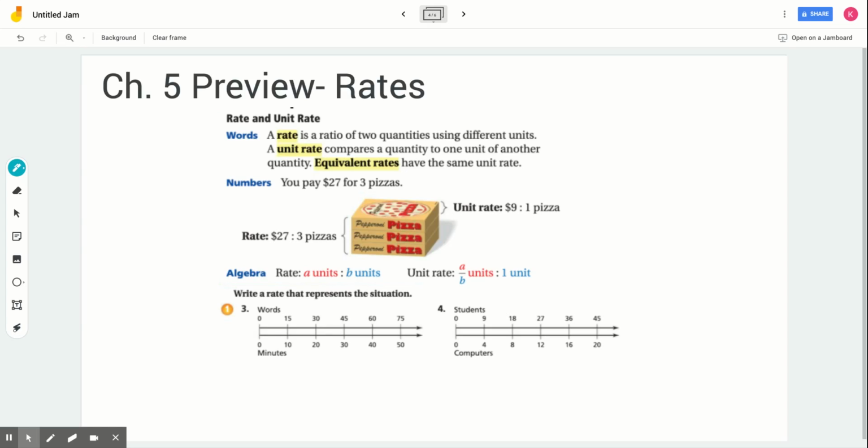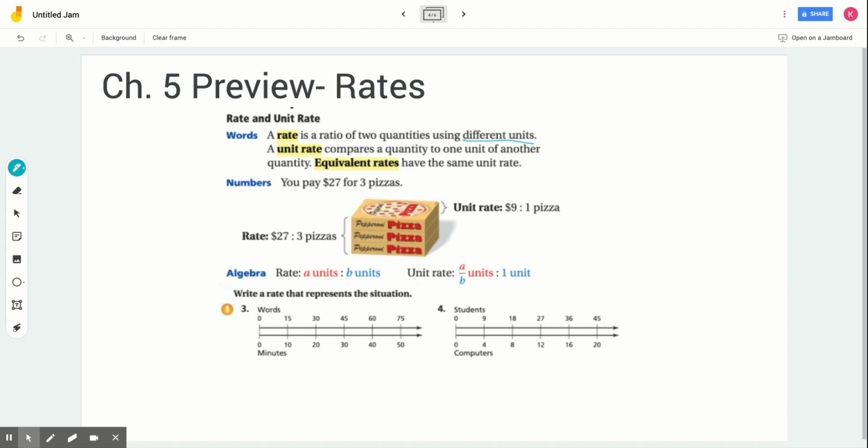Today we're going to talk about the Chapter 5 preview on rates. So we have a few definitions here at the top. A rate is a ratio of two quantities using different units. So it's just like a ratio, except the two numbers that we are going to compare have different units.